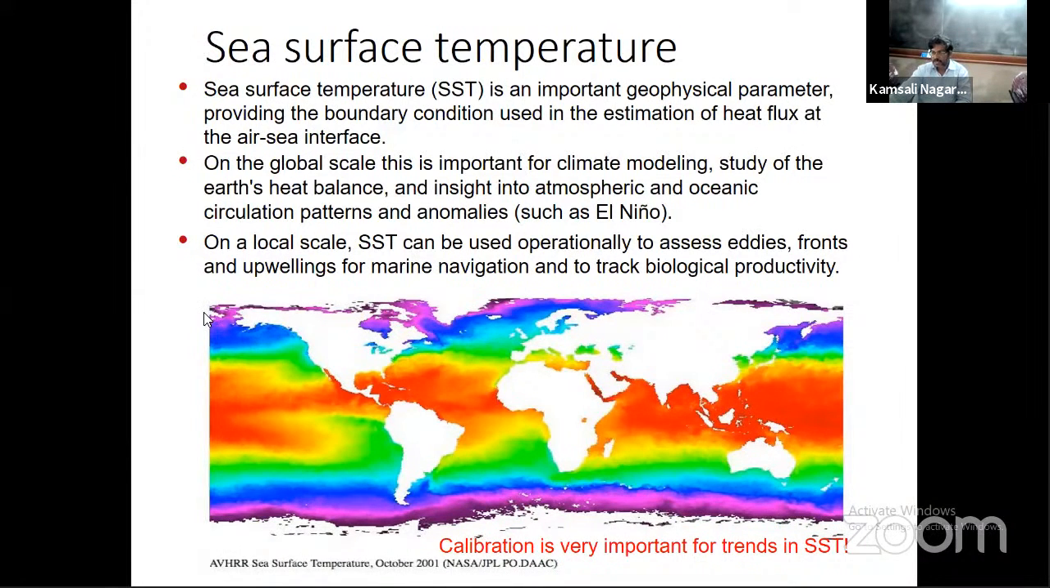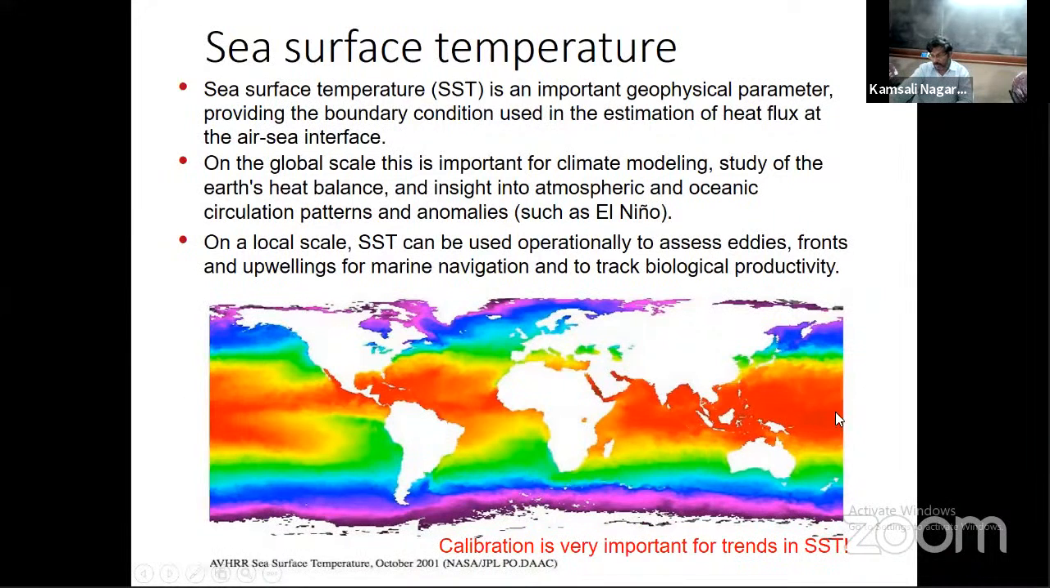On a local scale, sea surface temperatures can be used operationally to assess eddies. Eddies means small disturbances occurring there, and also fronts and upwelling, particularly for ocean navigation, and to track the biological productivity. For example, assume that from here to here we have the east coast of Asia till the west coast of USA, across the Pacific Ocean. Almost it covers about 16 to 18,000 kilometers horizontally.